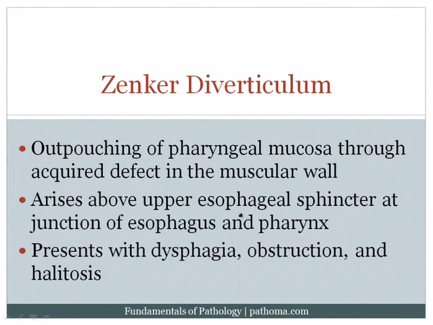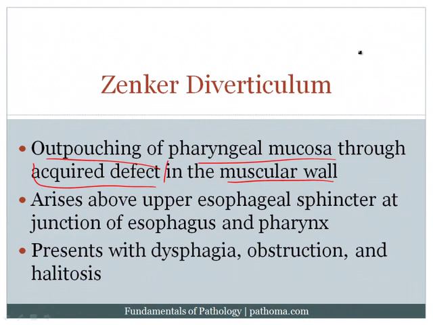The next disorder is called a Zenker diverticulum, and this is an outpouching of the pharyngeal mucosa through an acquired defect in the muscular wall. Basically what happens is you have abnormal pressure in the pharynx when you're swallowing, usually due to some sort of impairment or disordered swallowing. And so when this abnormal pressure develops in the back of the pharynx, then you get a protrusion of the mucosa through the muscular wall.